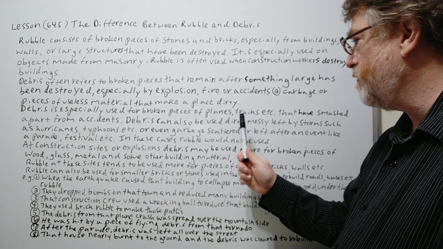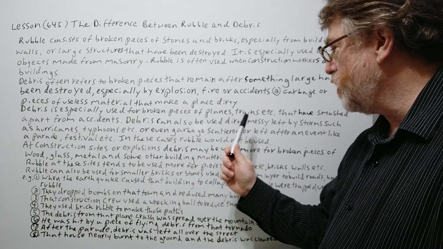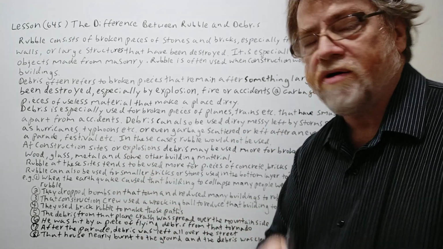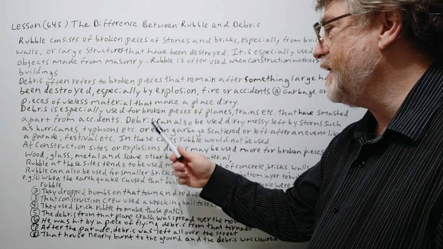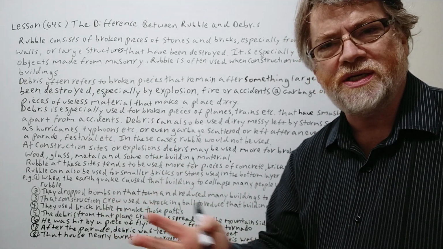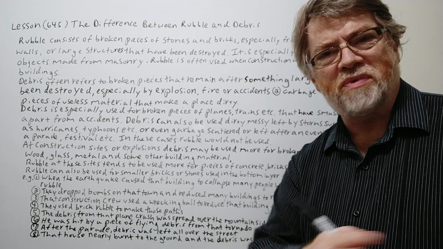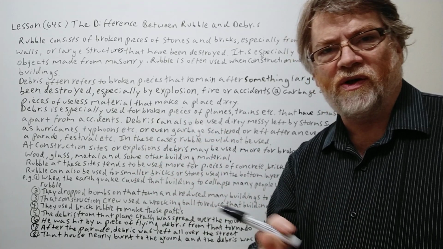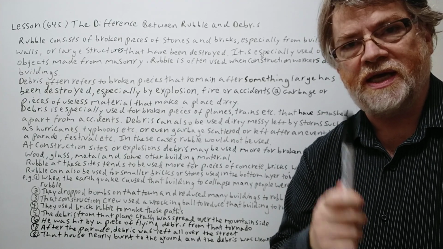Debris can also be used for dirty messes left by storms, such as hurricanes, typhoons, etc. Yeah, like if there's a lot of trees or branches all over the place, or garbage has been blown around, anything, like maybe something small fell off a building, that would usually be debris.